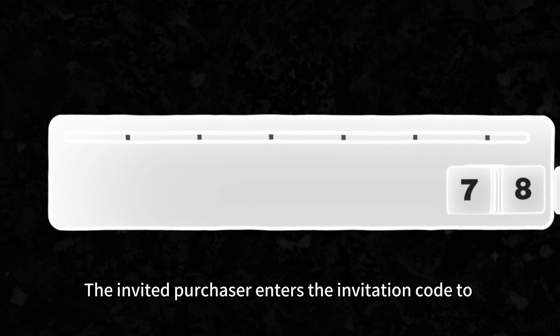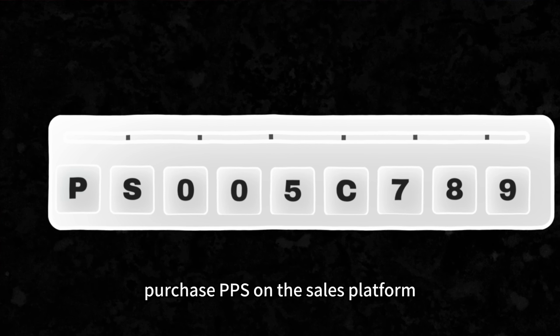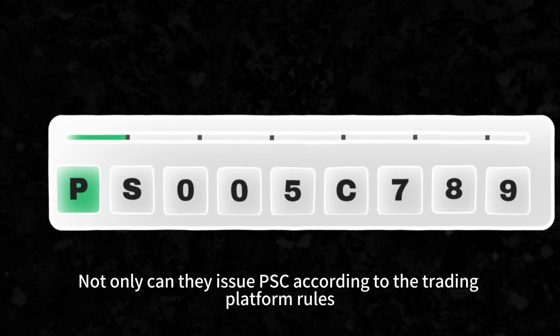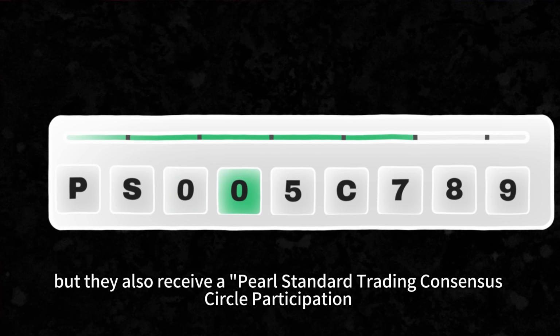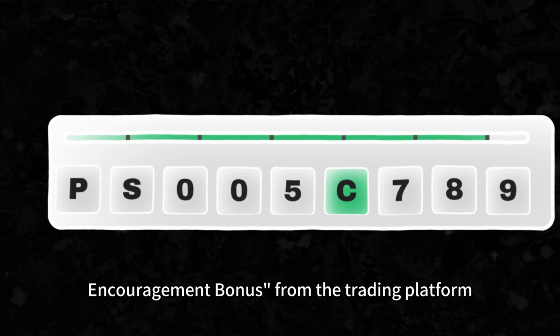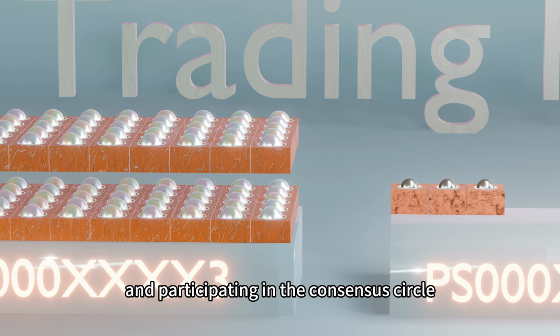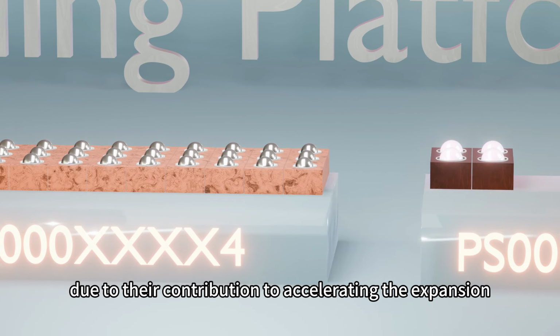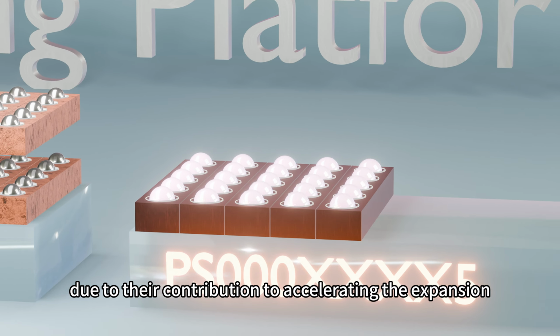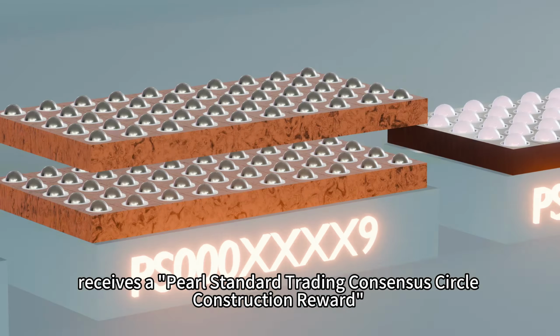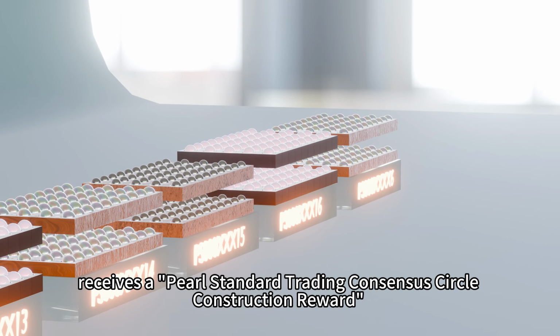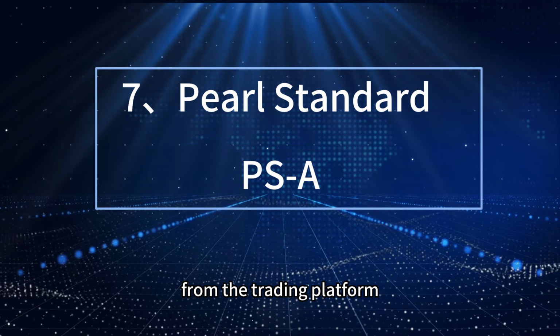Each PPS has one invitation code. The invited purchaser enters the invitation code to purchase PPS on the sales platform. Not only can they issue PSC according to the trading platform rules, but they also receive a Pearl Standard Trading Consensus Circle Participation Encouragement Bonus from the trading platform as a contribution to expanding the trading volume and participating in the Consensus Circle. The inviter, due to their contribution to accelerating the expansion of the Trading Consensus Circle, receives a Pearl Standard Trading Consensus Circle Construction Reward from the trading platform.